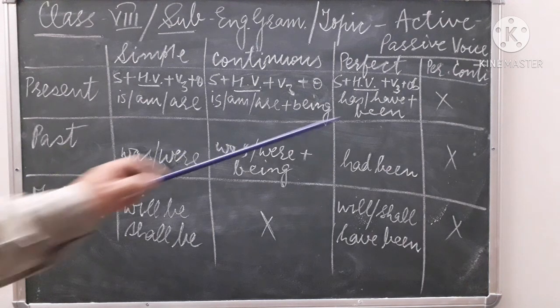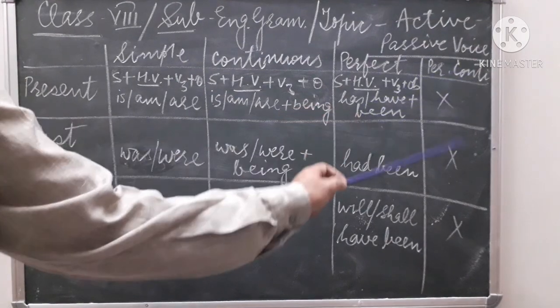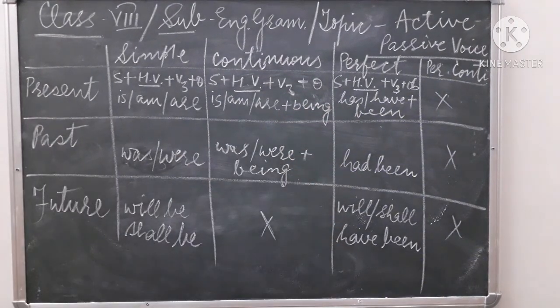Next, we do not make passive voice of perfect continuous tenses. So here I have already put a cross, and future continuous also you already know.